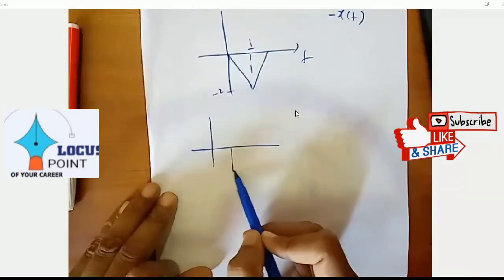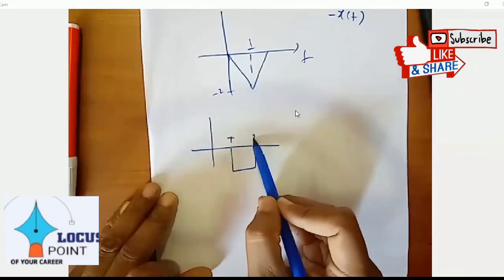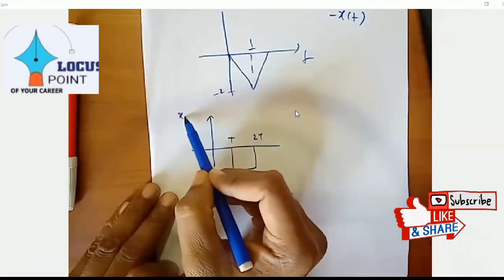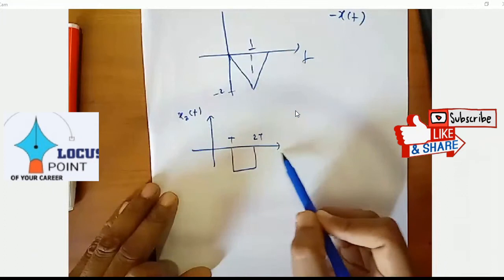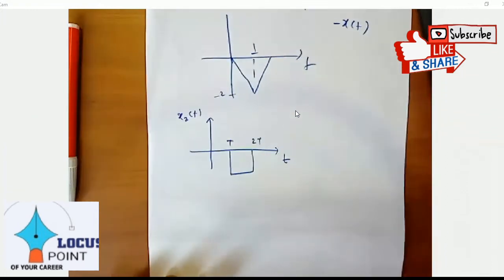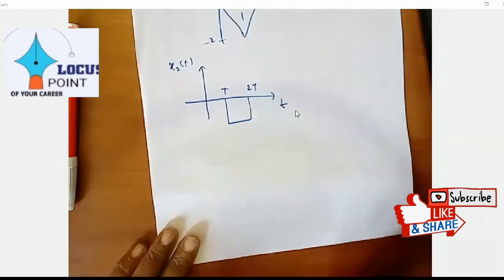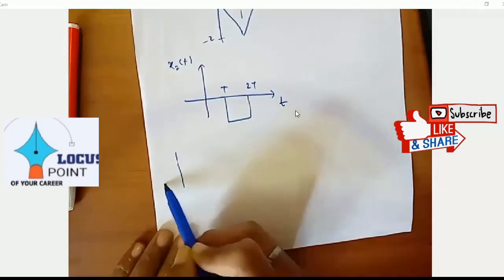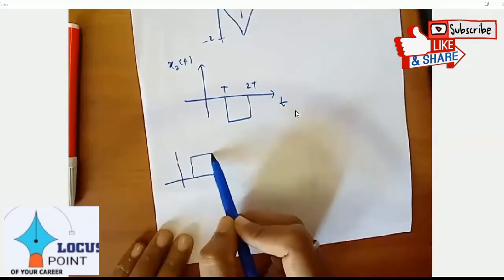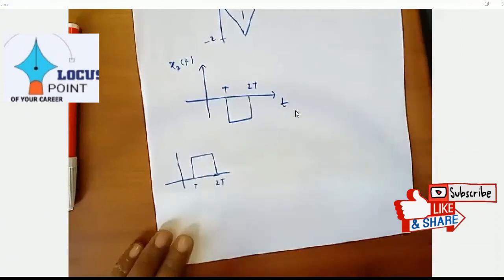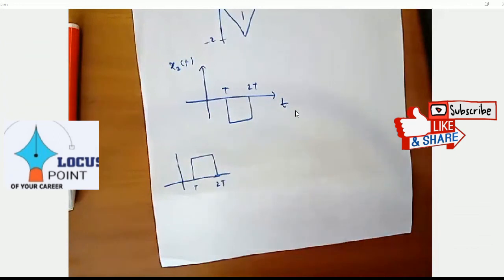So the question which is given is this one. This is t and this is 2t, and you have to read it, suppose, as x of 2t, and this is small t. You need to draw this one. So it is better to draw the positive one first and then multiply. For example, this is t and this is 2t.